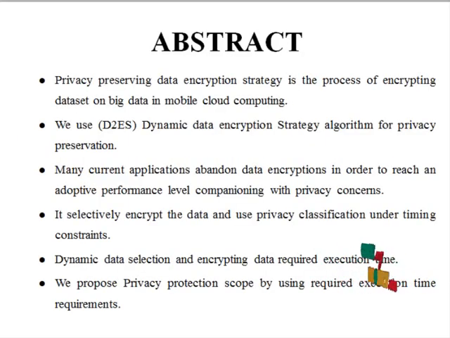This is our abstract. Privacy Preserving Data Encryption Strategy is the process of encrypting datasets on big data in mobile cloud computing. We use D2ES, the Dynamic Data Encryption Strategy algorithm, for privacy preservation. Many current applications abandon data encryption in order to reach an adoptive performance level, along with privacy concerns. It selectively encrypts the data and uses privacy classification under timing constraints. Dynamic data selection and encrypting data record execution time. We propose privacy protection scope by using record execution time requirements.